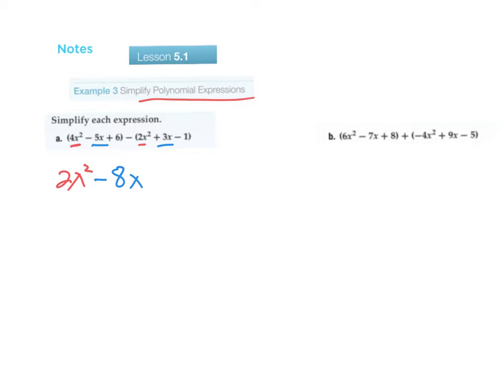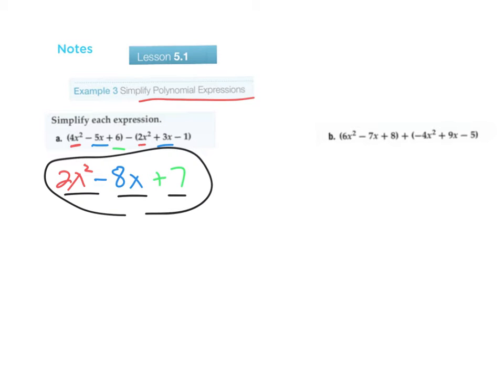And then my last one is I have 6 minus negative 1. 6 minus negative 1 is a 7. And so now I have a simplified polynomial because I cannot combine any of these because they're different, unlike terms. I have no negative exponents, and I have everything simplified. So there's my answer for this.